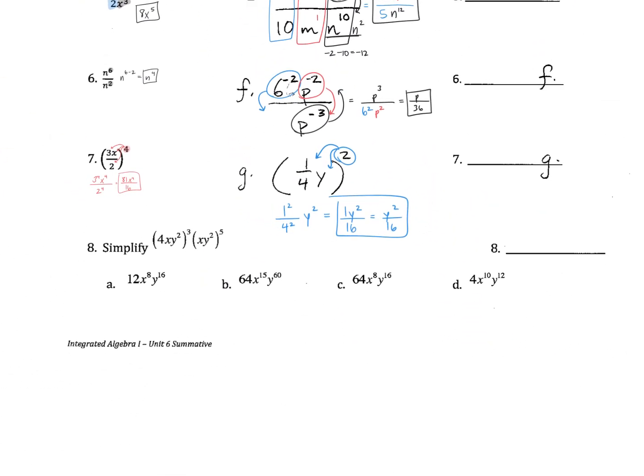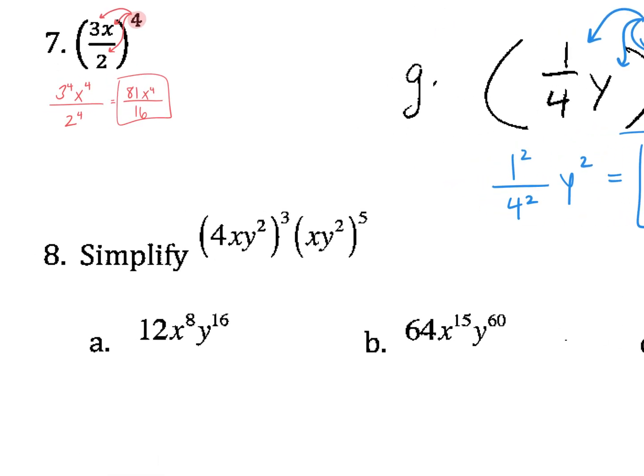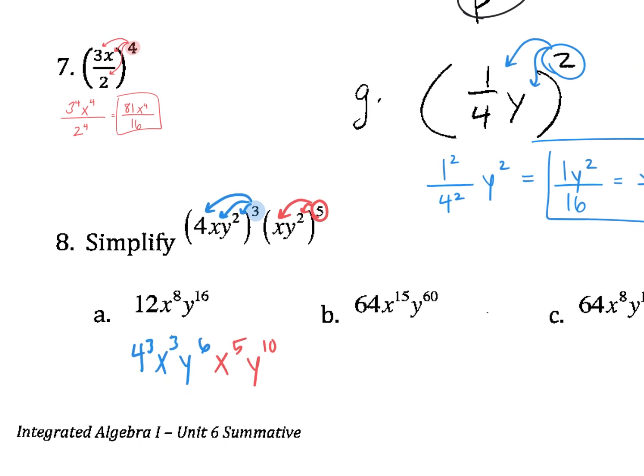And then lastly, number 8. Okay, this exponent has to go to all 3 things on the inside. So the 4, the x, and the y. So this becomes 4 to the 3rd power, x to the 3rd power, y to the 6th power. Then I've got this 5 that's going to go to 2 things on the inside. So times x to the 5th power and y to the 10th power.